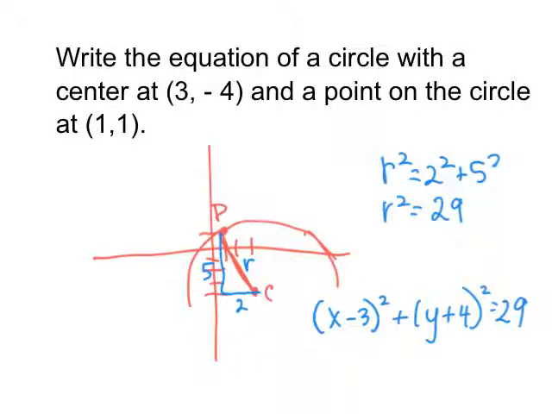So I used the Pythagorean theorem to find the radius. The radius squared equals 2 squared plus 5 squared. I found these lengths by looking at the differences in the x's and the differences in the y's. So the radius squared is 29. Well, I don't even need to bother to take the square root because the equation is x minus the x coordinate of the center plus y minus the y coordinate of the center equals radius squared. And that's your answer.